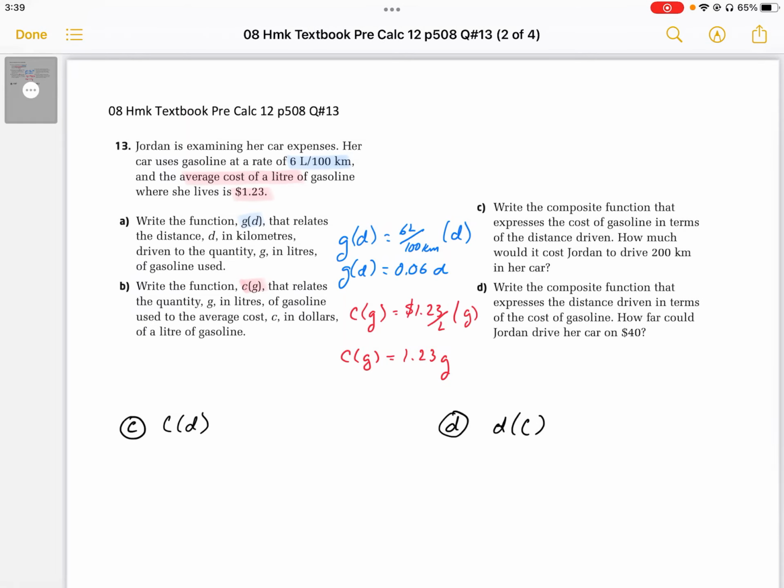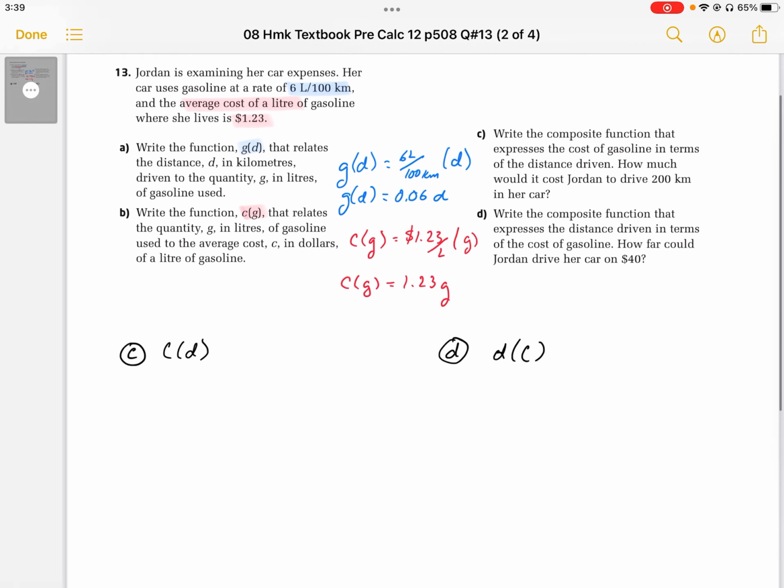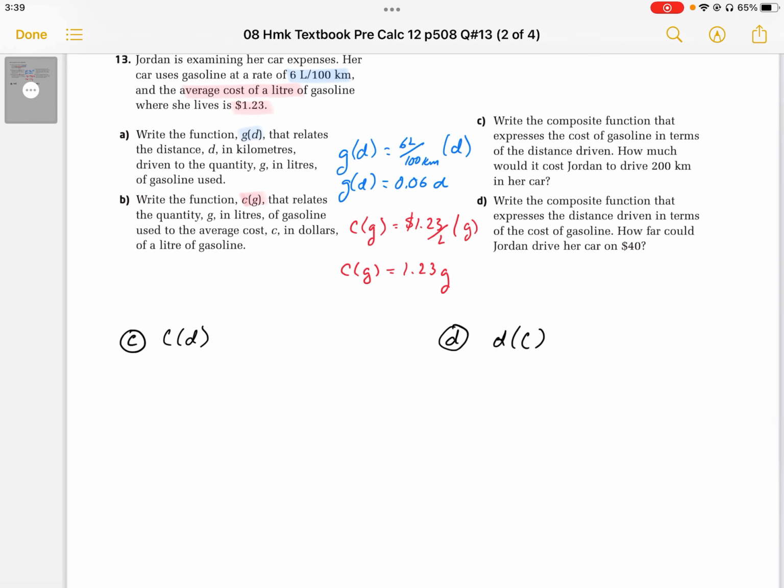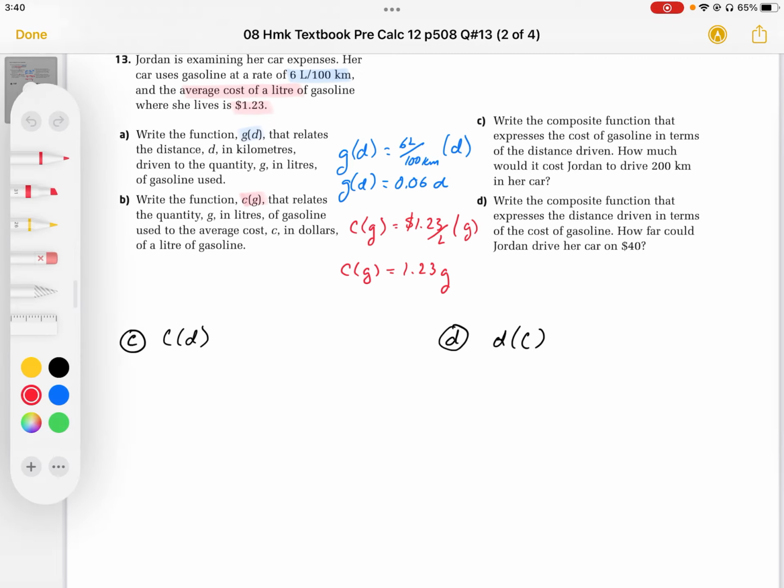13C. Write a composite function that expresses the cost of gasoline in terms of the distance driven. How much would it cost Jordan to drive 200 kilometers in her car? So first of all, we need to write the composite function where the input is the distance driven and the output is cost. So I've kind of written that over here at C, but we should also map this out.